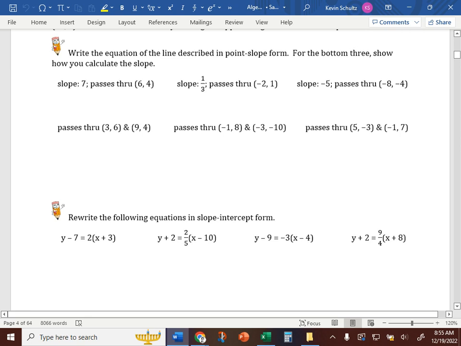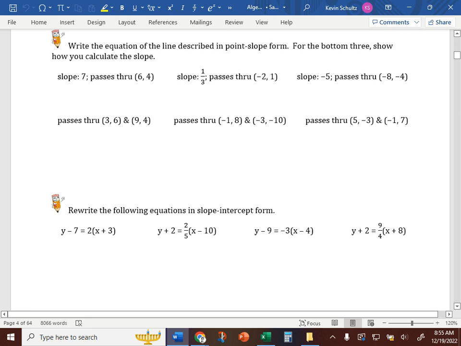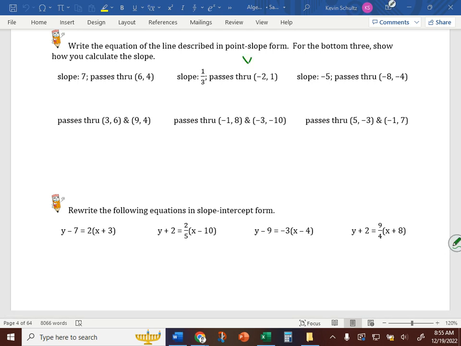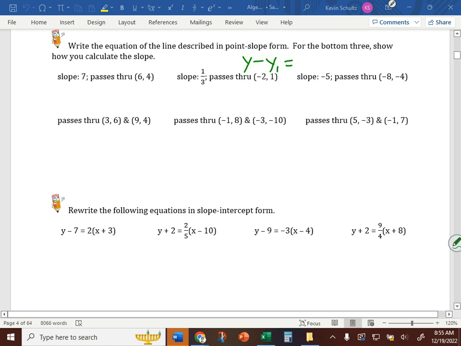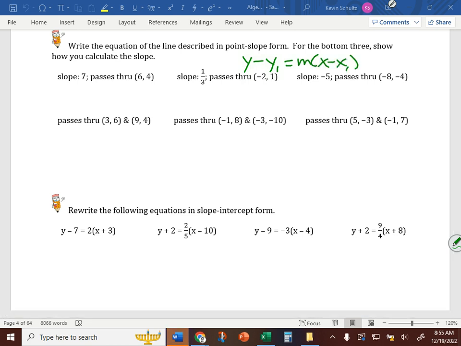It says, write the equation of the line described in point-slope form. For the bottom three, show how you calculate the slope. So again, here's point-slope form: y minus y1 equals m times x minus x1. And when I give you the slope, I tell you it passes through (6, 4). The slope is your m.